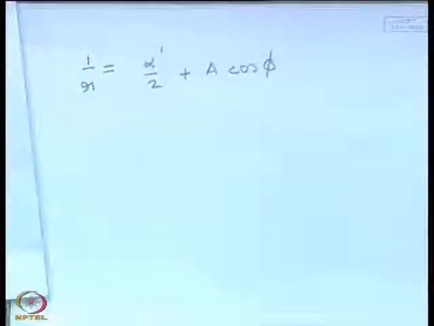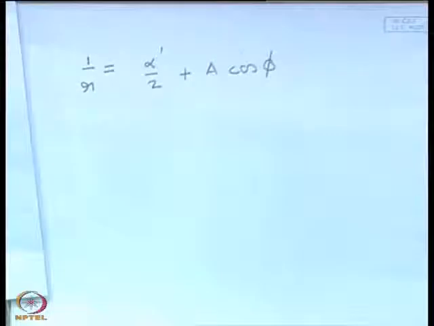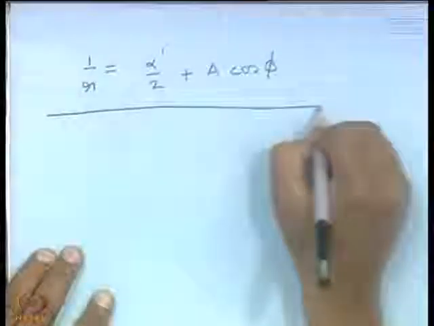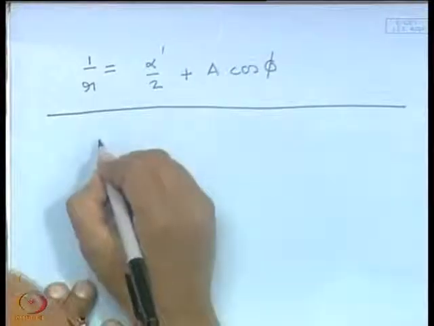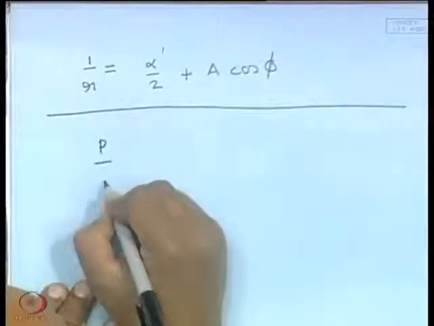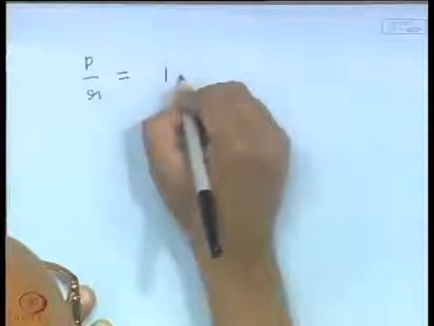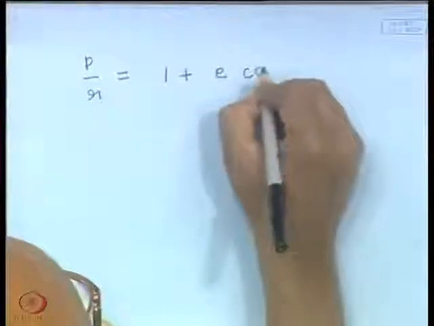So we have obtained the solution to the problem that we want to solve. It is not in terms of the energy or the other integrals of motion, but we can do that. It is most convenient to write it in the following way: P by R is equal to 1 plus E cos phi.